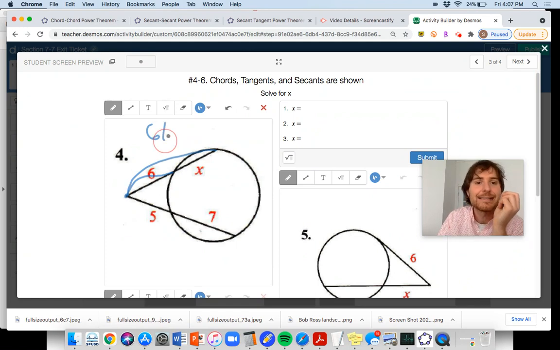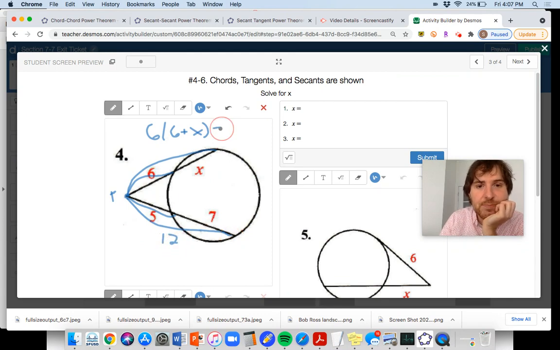So this is 6 times (6 plus x) would be one way we can express the power of this point. We'll call it point P. And then 5, not 5 times 7, that's 35, 5 times 12. So this power is 60, because that's 5 times 12. I can divide both sides by 6. That would make this 2, and I'll get rid of the 6 here. So now I've got 6 plus x equals 5 times 2. That's 10, so x equals 4. And there we go. Is that right? Yeah, it is right. 6 times 10 is 60.